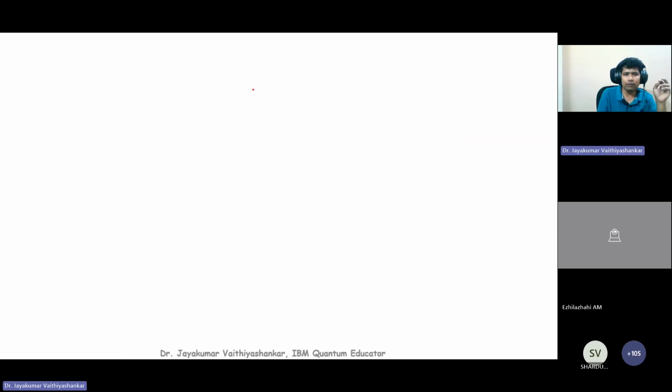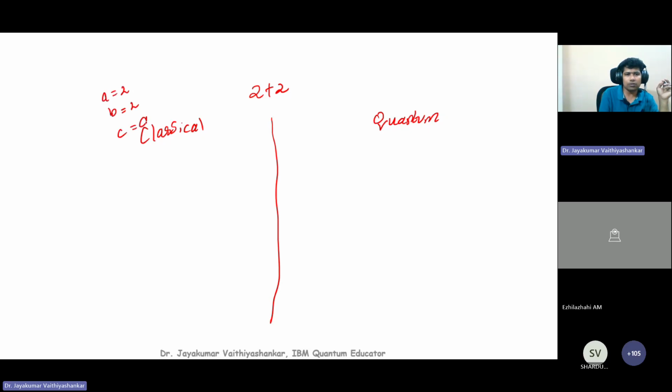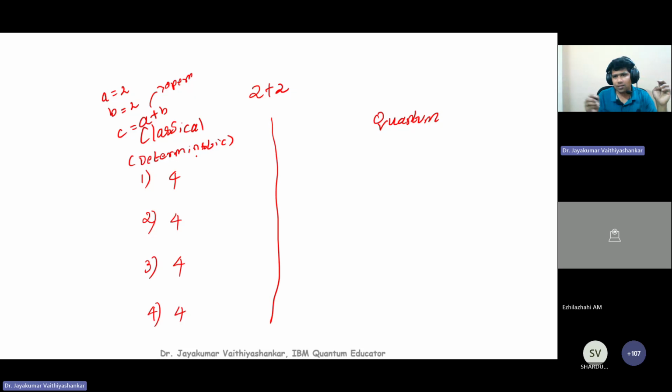I will give you an example. Take 2 plus 2, on your laptop or classical computer, and on a quantum computer. In classical, you know your input A equals 2, B equals 2, and C equals A plus B. So plus is the operation. If you write a program for this and execute it the first time, the output is 4. The second time, the output is 4. The third time, 4. The fourth time, 4. So each and every time, if you know your input and your process, it becomes deterministic.